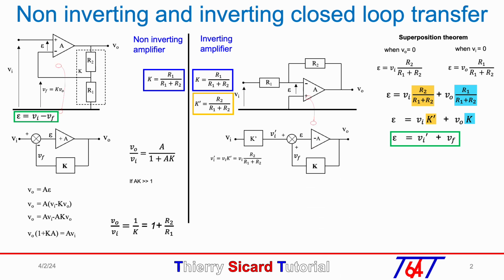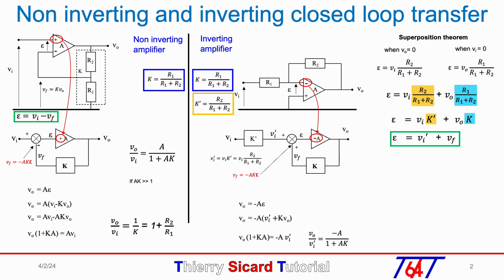But in fact, the sum becomes a difference because the gain in the inverting amplifier is minus A, due to the fact that epsilon is driving the inverting input. So, in both cases, Vf equal minus AK epsilon. The calculation of the inverting amplifier gain starts with the gain Vout over Vin prime. So Vout equal minus A epsilon.